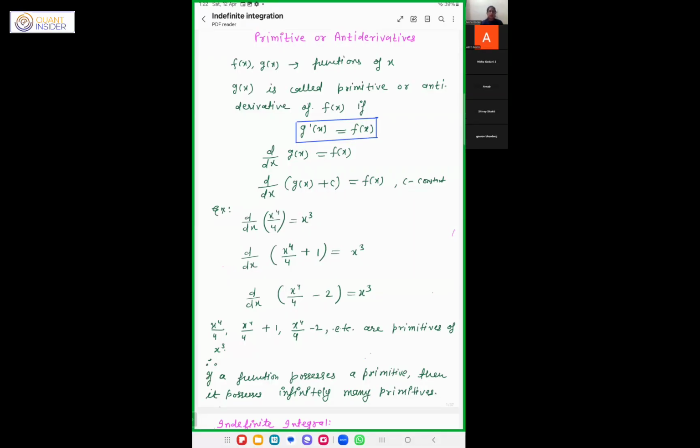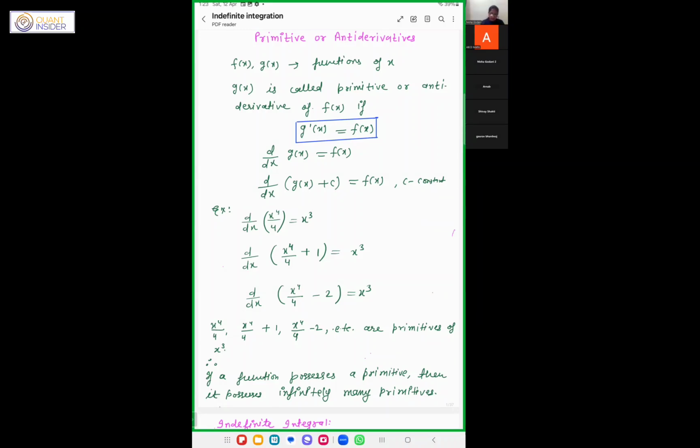You have studied differentiation, right? Now you know what differentiation of a function is and how to find it. You have studied so many rules. Now we are going to study indefinite integration. For that, we must know something which is called primitive or antiderivative.